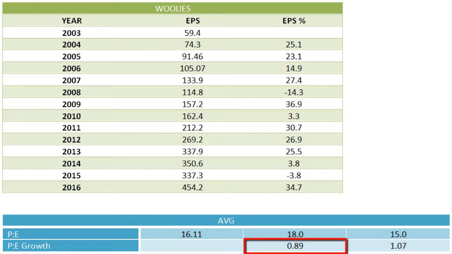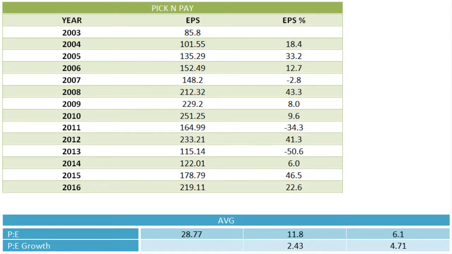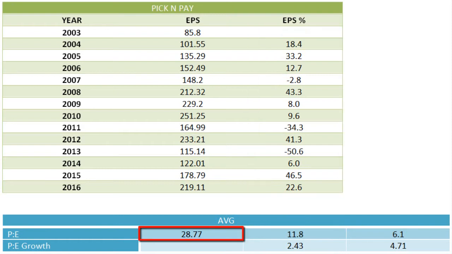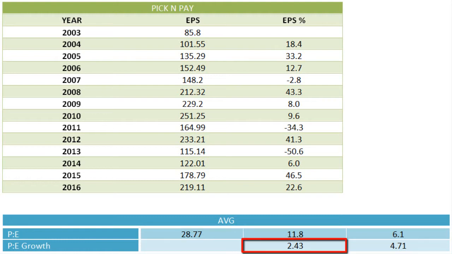Now, we all know what Woolworths business is. They're into food and clothes. So let's compare them with Pick n Pay. And here you can see Pick n Pay over the last 13 years has got an average earnings per share growth of 11.8% per annum. But their PE ratio is very high at 28.77. And that gives them a PE growth ratio of 2.43, which in my view is very expensive.